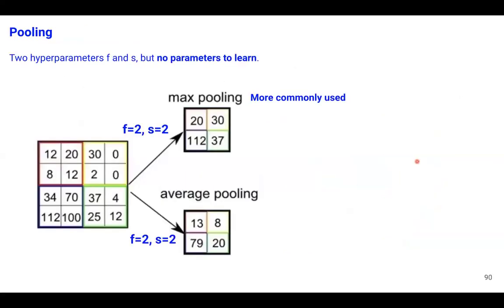So this example, actually, was an oversimplified example because the input is only 4 by 4. Generally, we will not have such a small input. We will have a much bigger matrix here. So max pooling output will not be this small.